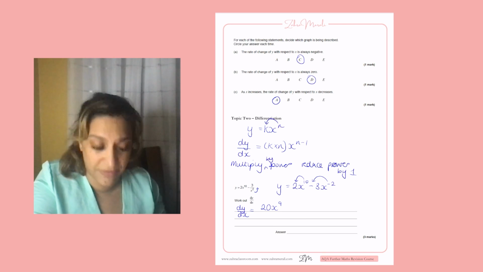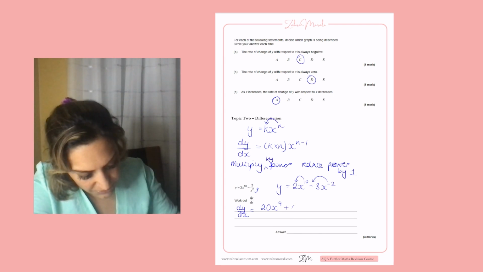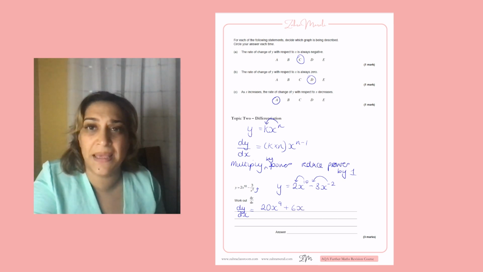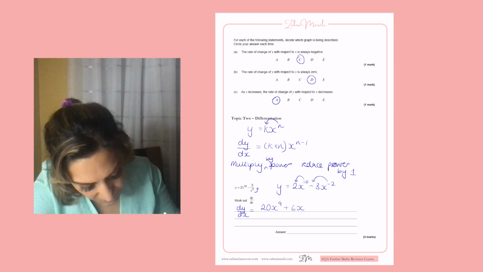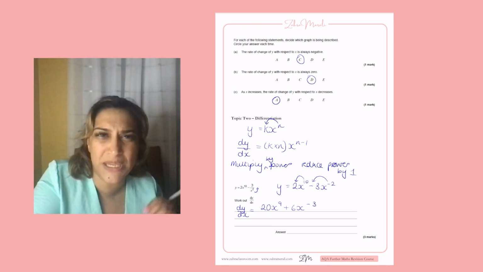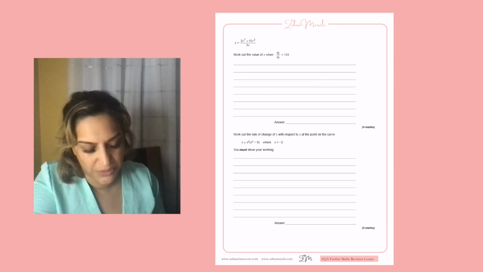And then we bring down this one. So minus 3 times minus 2, which is plus 6x, and minus 2 minus 1 gives us minus 3. So be super careful with negative numbers. We've got some more here.